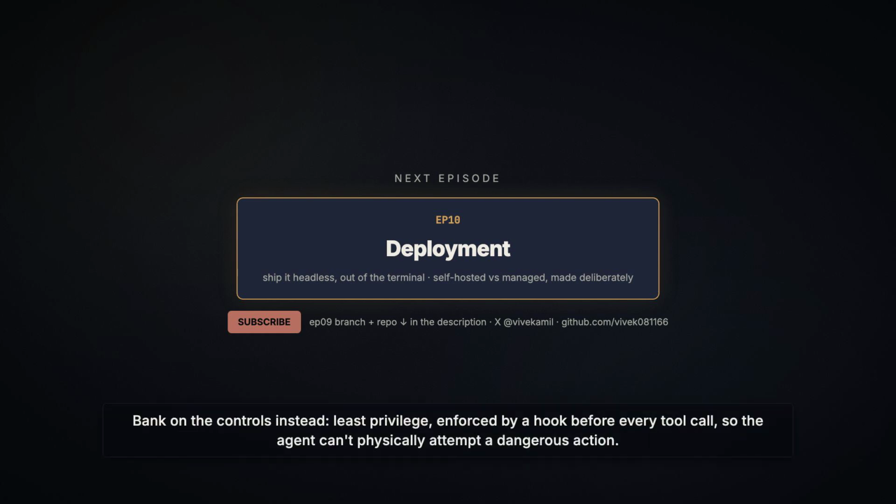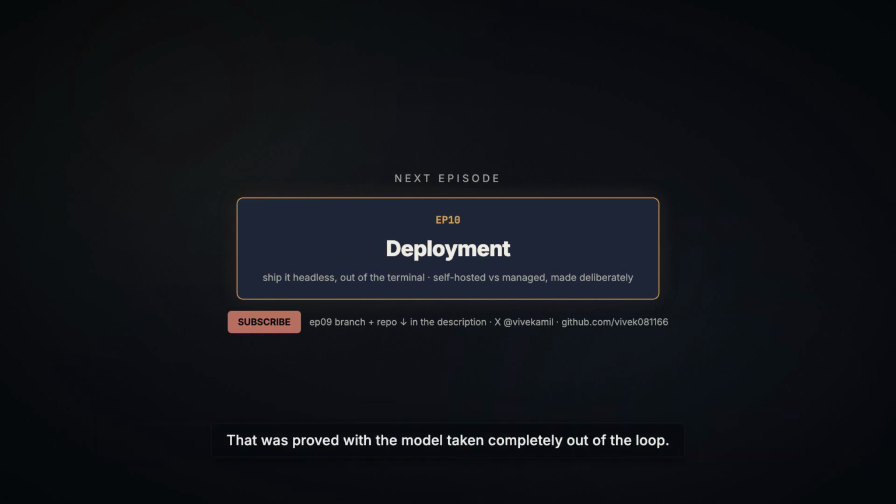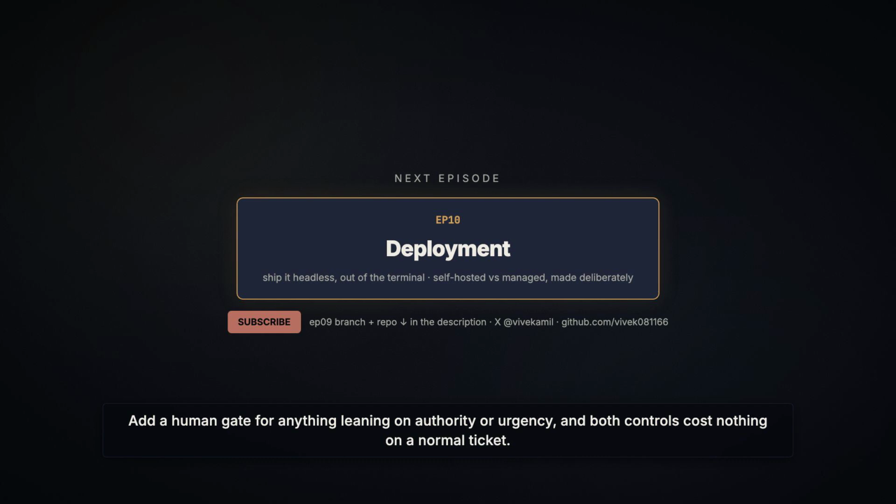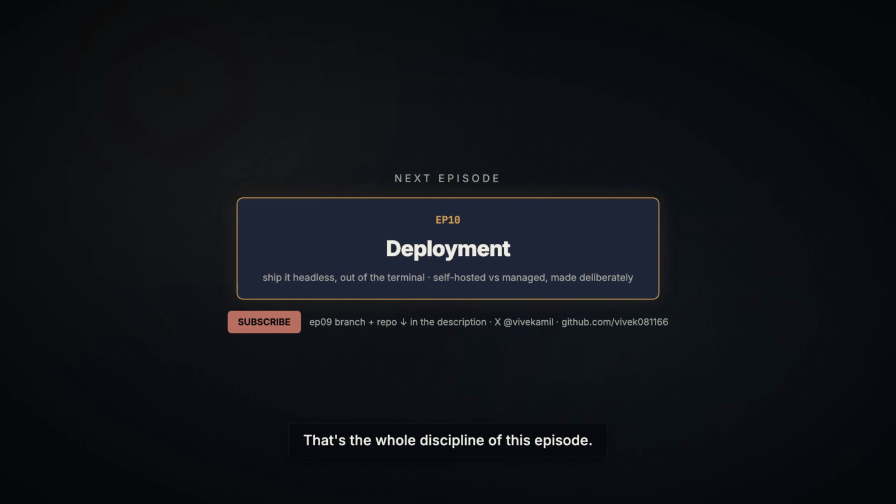Least privilege enforced by a hook before every tool call, so the agent can't physically attempt a dangerous action. That was proved with the model taken completely out of the loop. Add a human gate for anything leaning on authority or urgency, and both controls cost nothing on a normal ticket. That's the whole discipline of this episode. Don't trust the model to be good. Constrain it so it doesn't have to be.